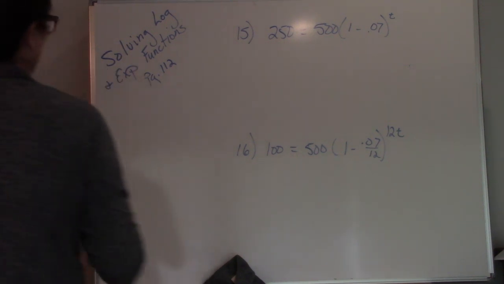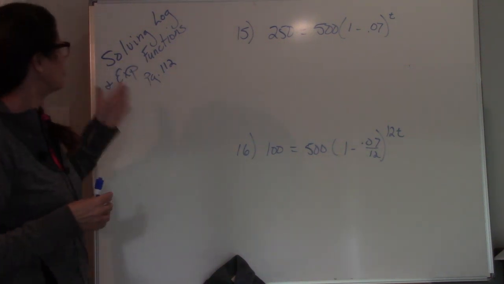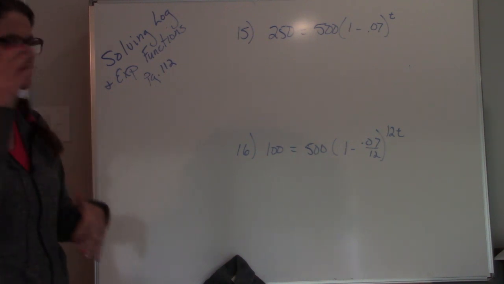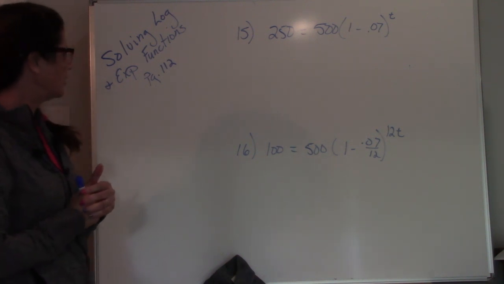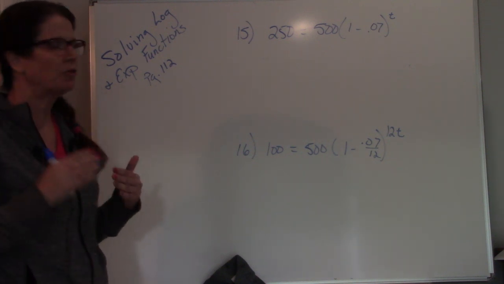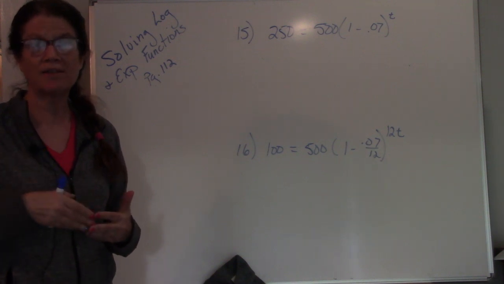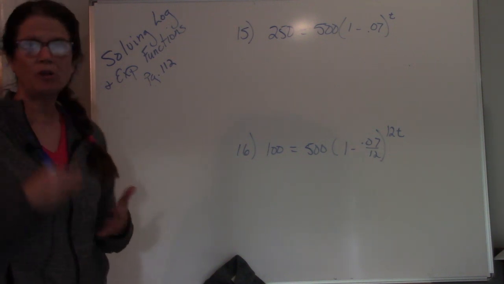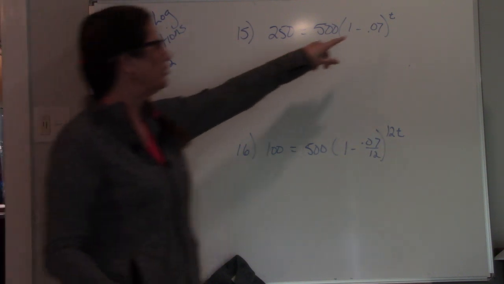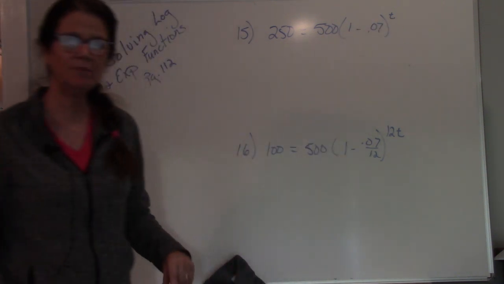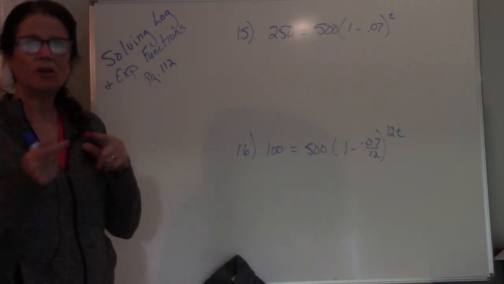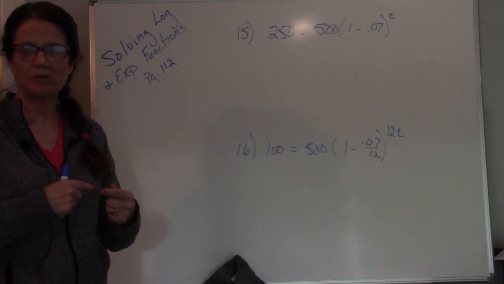All right, so this is on page 112, and what you're going to do is solve log and exponential functions. There are several techniques that are going to happen in here. Remember, the goal is to get the variable by itself. Once your variable is by itself, then you have solved. If your variable is in the exponent position, that means you are given an exponential function, and you have to solve it by using logarithms, okay?